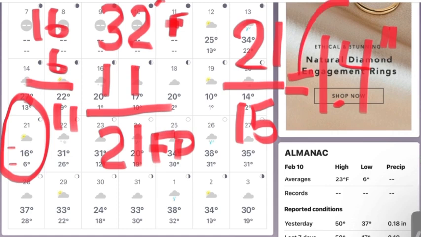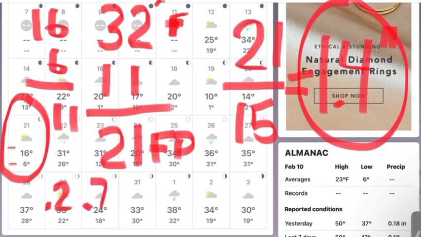Now let's take a look at Monday. I did the math already. I ended up with 0.2 inches of ice in that 24-hour period for Monday. Tuesday, 0.7 inches of ice estimated growth for that 24-hour period of Tuesday. And Wednesday, 0.8 inches of ice estimated growth.